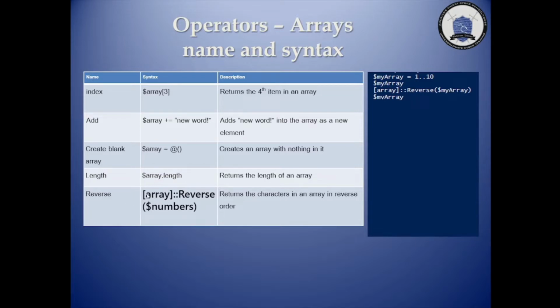And lastly, we've got the reverse. So here you do the open square bracket, array, close square bracket, and you've got 2 colons here, and then reverse, and then whatever your variables in there are, so numbers for instance. This is going to return the items in an array in the reverse order. Up here you can see an example of how it would look in PowerShell. If we've got my array with 1 through 10 in it, and then we do the reverse of my array, first we're displaying it, and then we've got the reverse of it, so it's going to go 10 back down to 1.